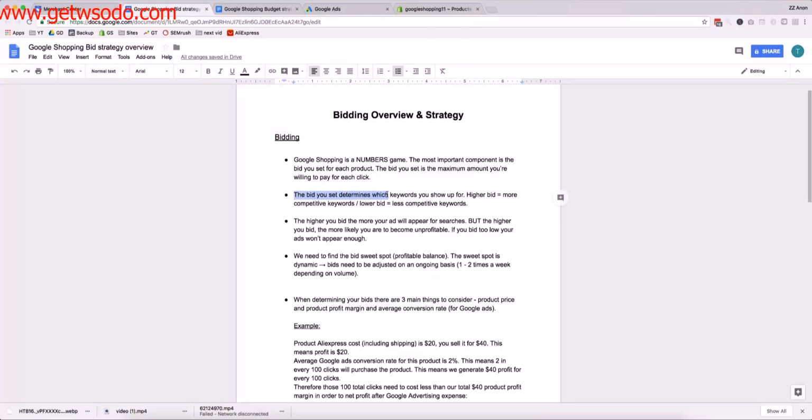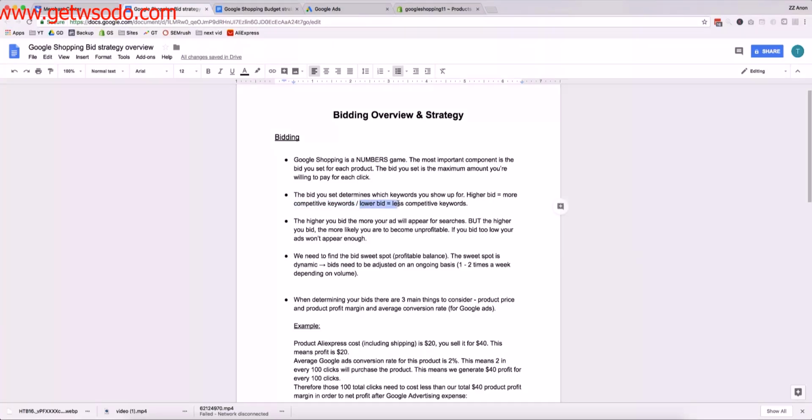The bid that you set determines which keywords you show up for, right? If you're bidding high on a product, that product will display ads for more competitive keywords. If you're advertising a whiteboard, for example, the most competitive keyword would be something like "buy whiteboard 80 centimeters by 60 centimeters," right? That's extremely competitive because the prospect knows exactly the size of the whiteboard that he wants to buy. So it's really lower funnel.